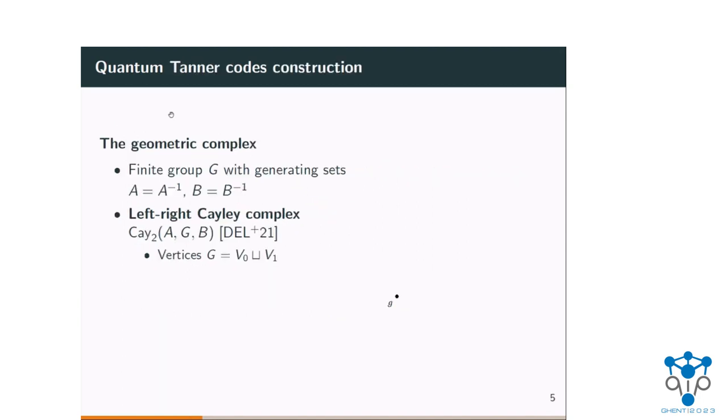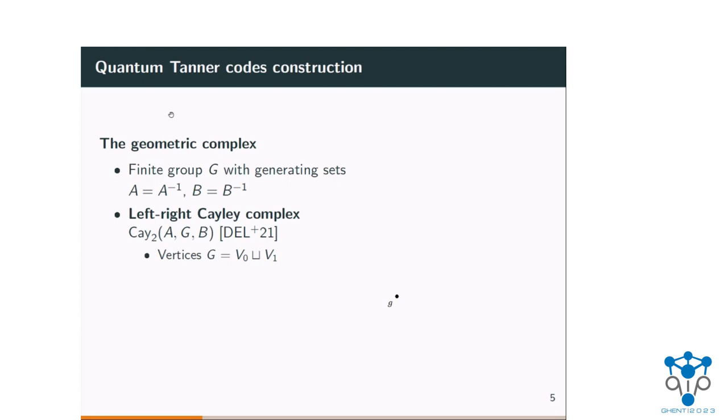To describe the quantum Tanner codes, we need to first talk about the underlying geometric complex of the code, and that is the left-right Cayley complex. This is a two-dimensional generalization of the Cayley graph. To start off, we have a finite group G and two symmetric generating sets A and B.